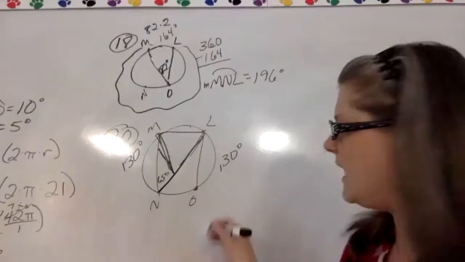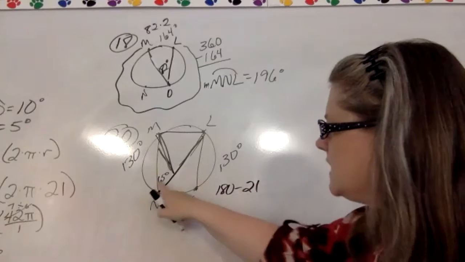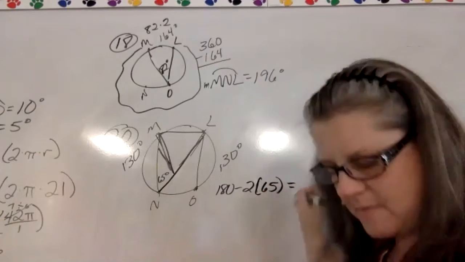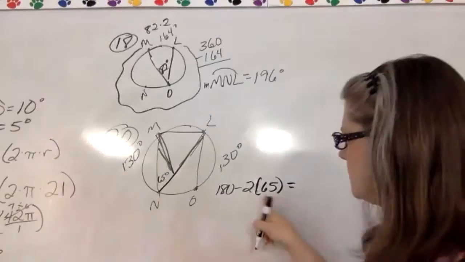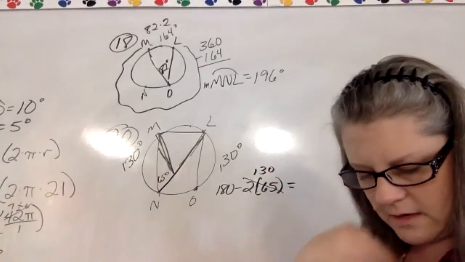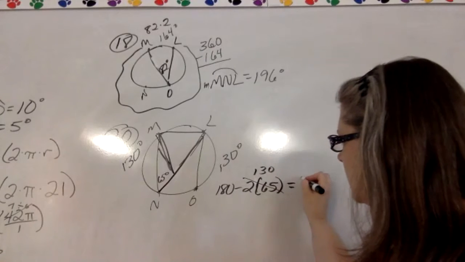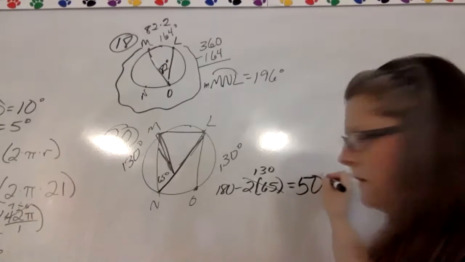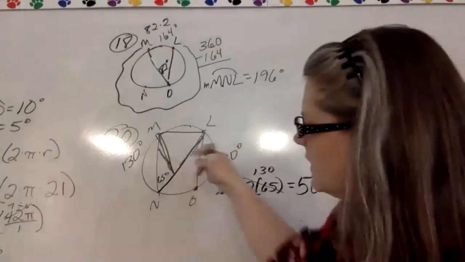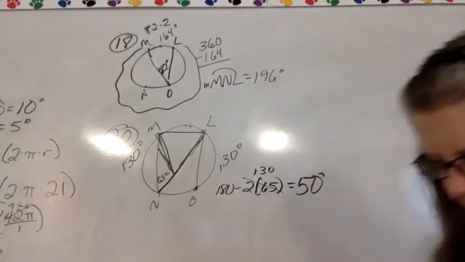A triangle equals 180, so I have 180 minus 2 times the 65, and that's going to give me the angle that I need. So 2 times 65 we know was 130. 180 minus 130 is 50. So the angle that it wanted was 50 because it makes a triangle inside there. I just didn't draw it well at all on my picture.